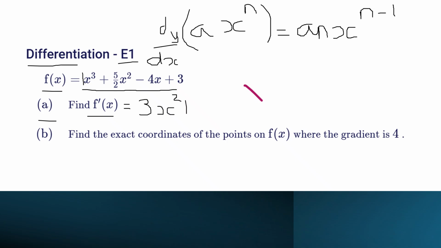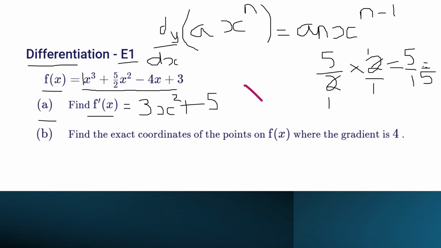This next one, plus I have 5 halves times 2, so I have 5 halves being multiplied by 2. That will give me 10 halves, or these 2's just cancel using our rules of fractions. So think of it as 2 over 1. 5 times 2 is going to be 10 over 1 times 2, so we're going to have equal to 5 there. Okay, so plus 5x, and then we knock off the power, so x to the power of 1, or any number to the power of 1 is just itself, so I don't need that 1 there.